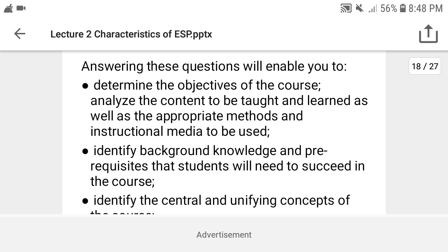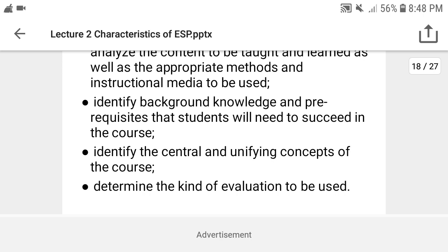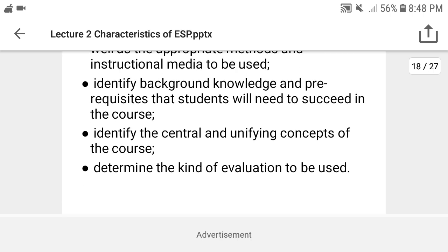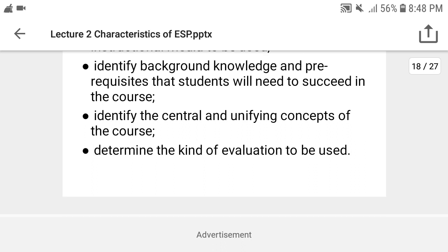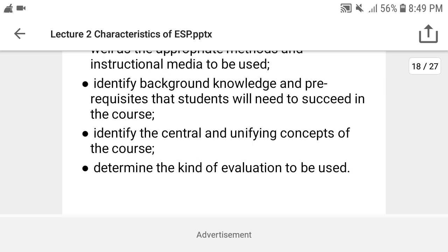Answering these questions will enable you to determine the objectives of the course, analyze the content to be taught and learned, as well as the appropriate methods and instructional media to be used, identify background knowledge and prerequisites that students will need to succeed in the course, identify the central and unifying concepts of the course, and determine the kind of evaluation to be used.